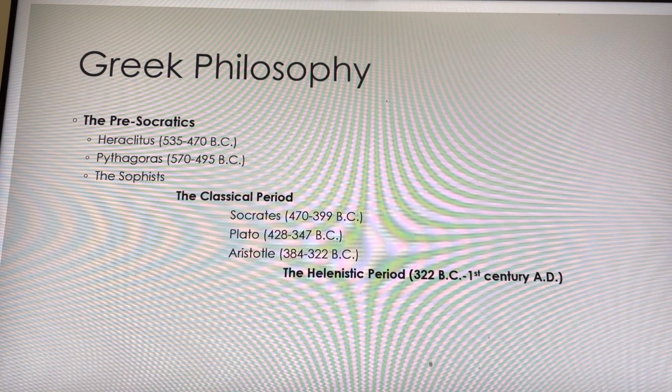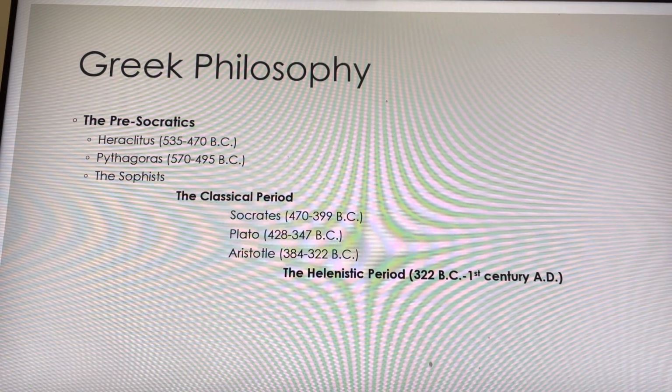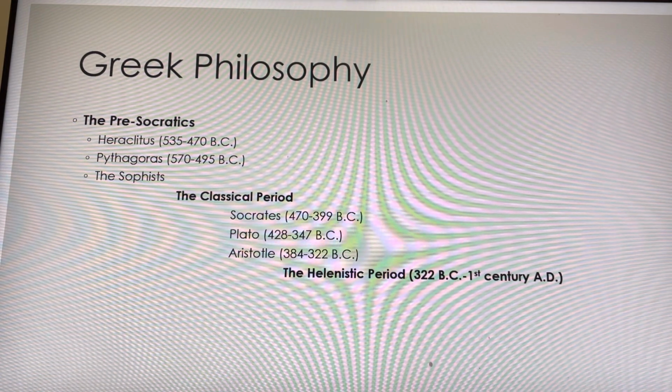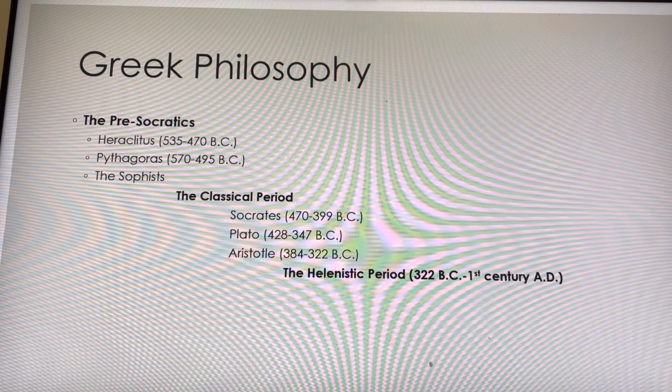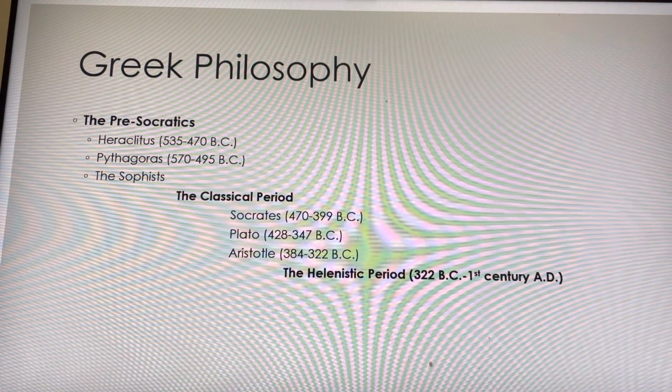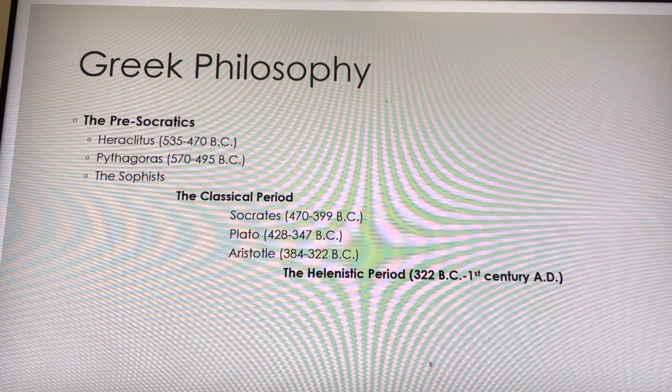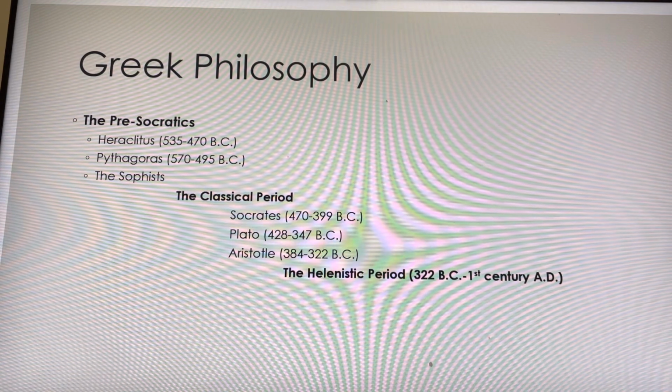Now, after the pre-Socratic period, we come to the classical period. This is a brief element of time, only maybe 150 years at most, but it is a crucial period because this is where the most predominant thinkers are going to be from. And so you have Socrates, who lives from 470 to 399, Plato from 428 to 347, and Aristotle from 384 to 322.